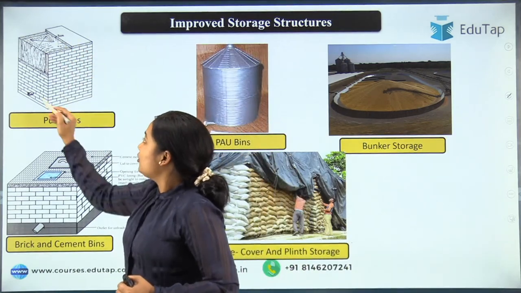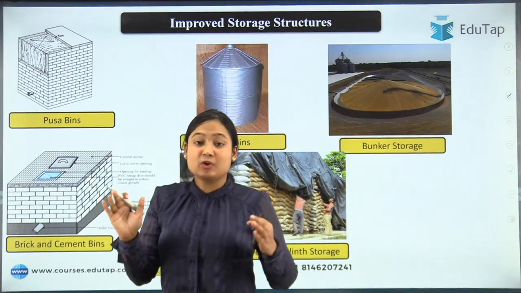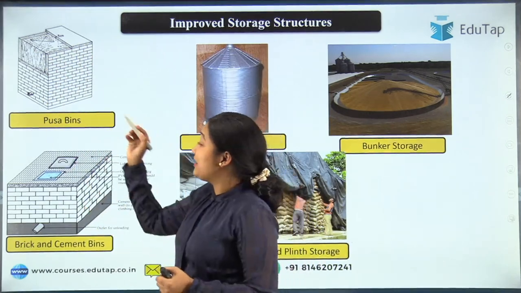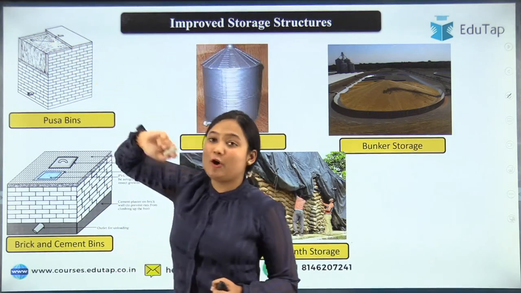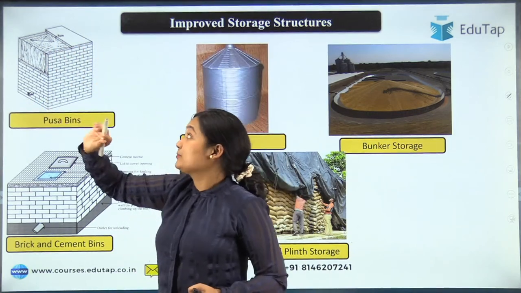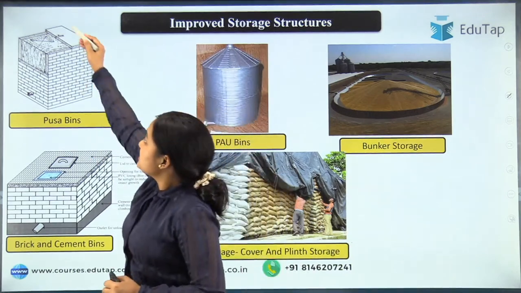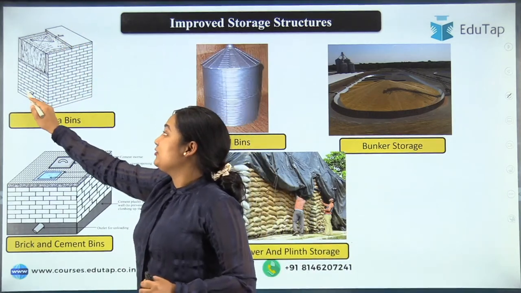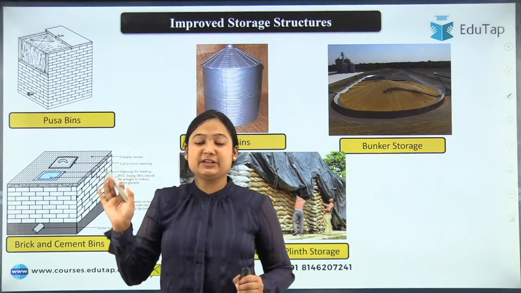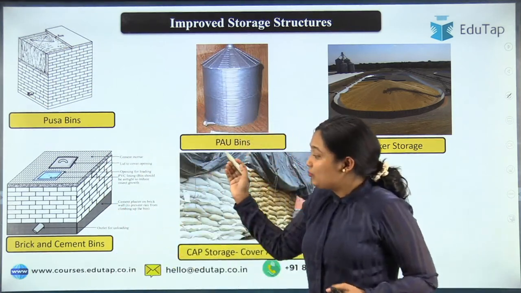Also, you don't need to open the whole structure. It's not like you are digging again and again. What you have to do, you have to provide an inlet at the top and an outlet at the bottom. So if new grain is coming and you have the next crop, you just fill it from the upside, and if you need the grain, just open the outlet and you will collect the grain. Okay, now moving to the next structure.